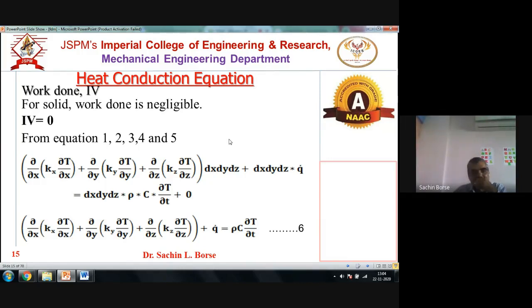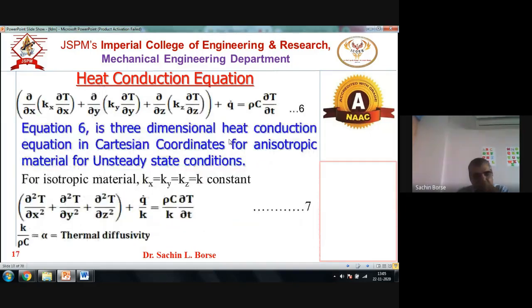Okay. Now we'll rearrange this. We'll move to slide number 16. Okay. So maybe it is copied. Just copied. Okay. Move to the next slide. Okay. So this is our three-dimensional heat conduction equation.